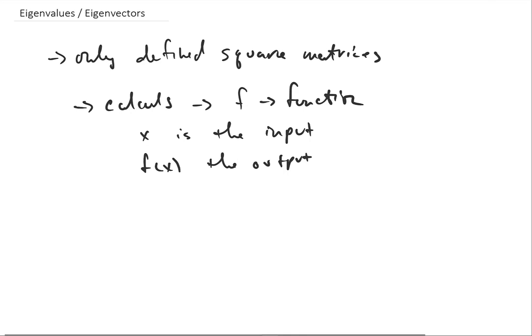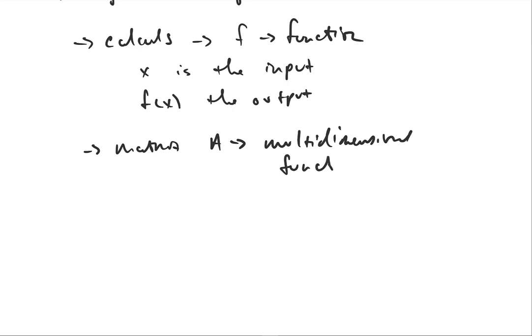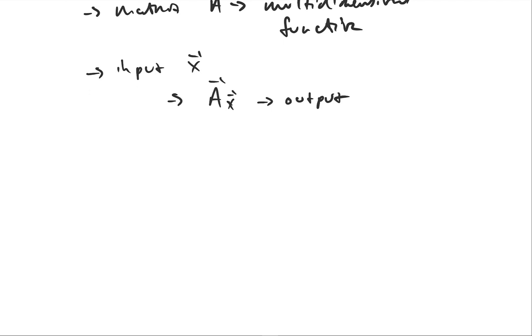Okay, so in linear algebra, we have a matrix A, and so we can think of A like a multidimensional function. So our matrix A, like a multidimensional function. And now we put in a vector x. Our input is x, the vector. And what we get out is A times x. And if x is an eigenvector of A, then Ax will be parallel to x.